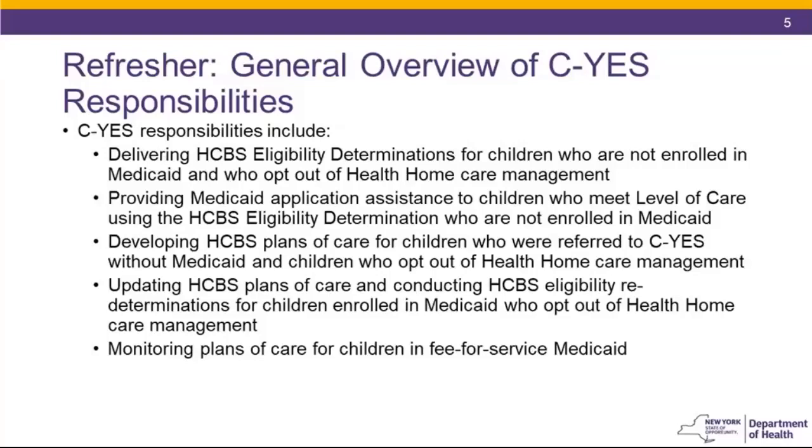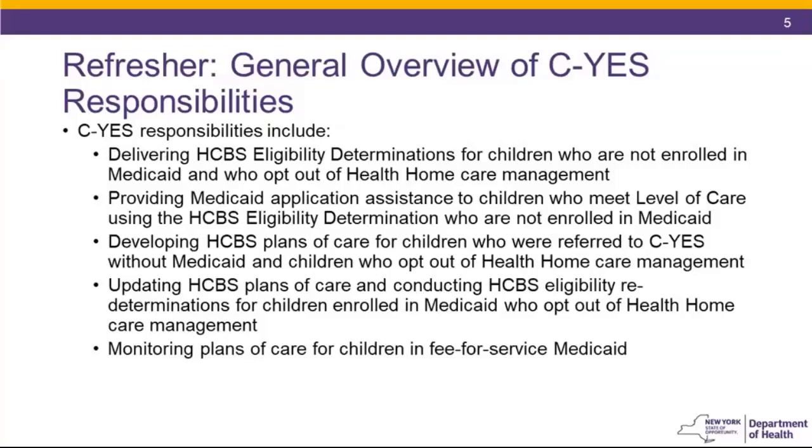So essentially, we have two tracks here. We have the kids who opt out of health home who will get care coordination from CES, which would include an HCBS eligibility determination or redetermination on an annual basis, development of a plan of care, and monitoring of that plan of care if the child is fee-for-service Medicaid.